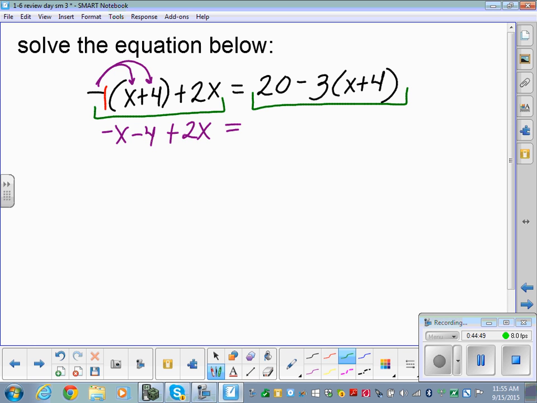That means if you do that, if you do 20 minus 3, then you get 17. And it's not 17 times x plus 4, because this is being multiplied. So you absolutely have to multiply the -3 first. So I'm going to go ahead and do that.